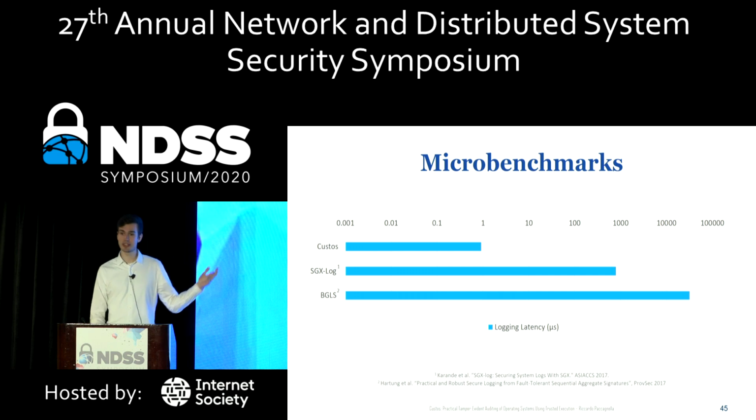So in Custos, it takes just about 1 microsecond to log an event, because all we have to do is really just update a hash. In prior work, even the state-of-the-art and the fastest solution takes about 1 millisecond at best. So that means that with Custos, we can scale all the way up to 1 million events per second very easily. And that's good, because commodity operating systems can generate thousands of system calls. So if we have a high ingest rate, that's good.